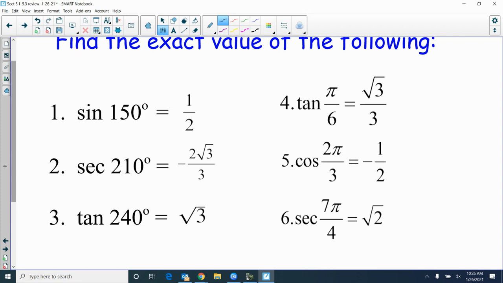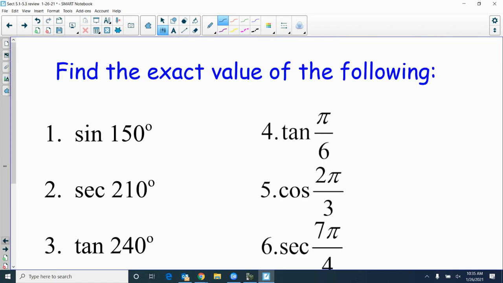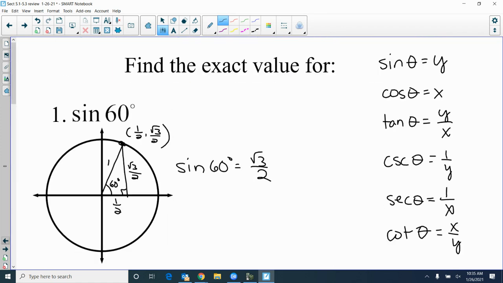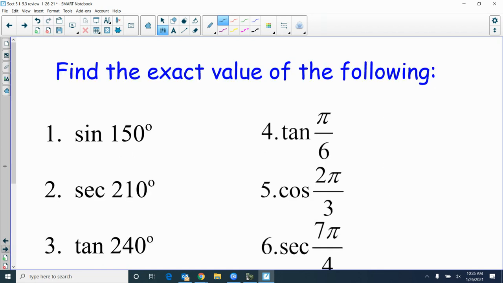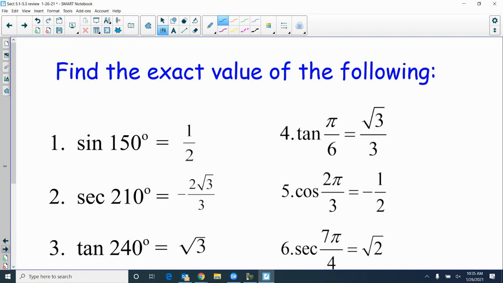Pi over 6 is 30 degrees. 2 pi over 3 will be 120. And then 7 pi over 4 is going to be 315. It's going to be a multiple of 45 for those. All right, so I would suggest until you get really comfortable, you may need to draw them out every time. I would draw out a unit circle, okay? And then figure out, you got to know your 30, 60, 90. You got to know your 45, 45, 90.